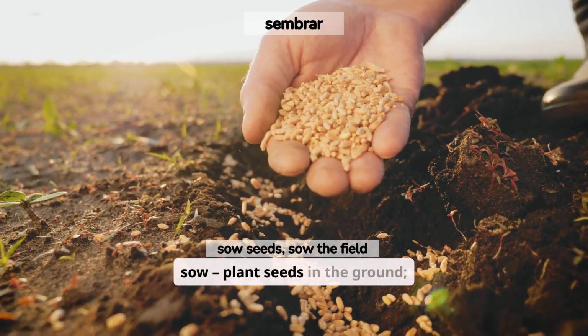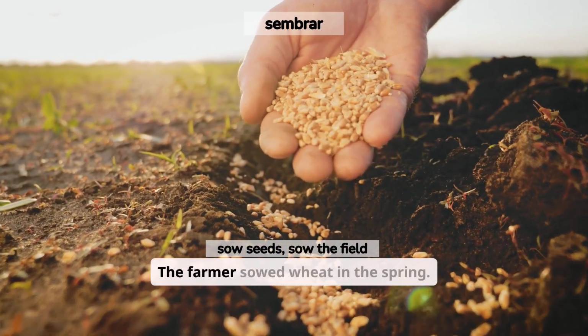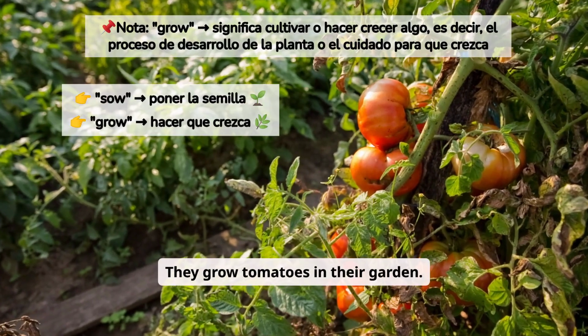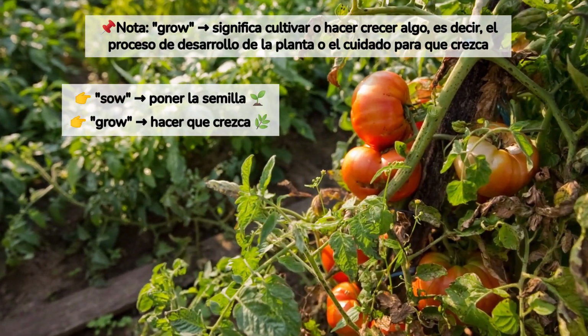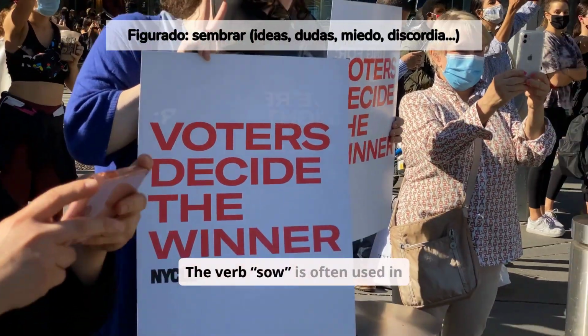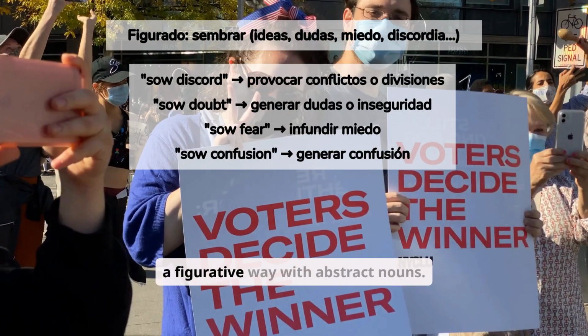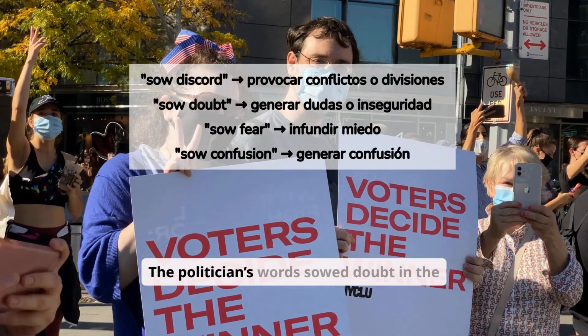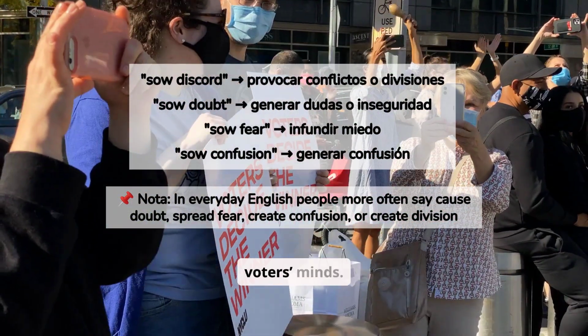Sow, plant seeds in the ground. The farmers sowed wheat in the spring. They grow tomatoes in their garden. The verb sow is often used in a figurative way with abstract nouns. For example, the politicians' words sowed doubt in the voters' minds.